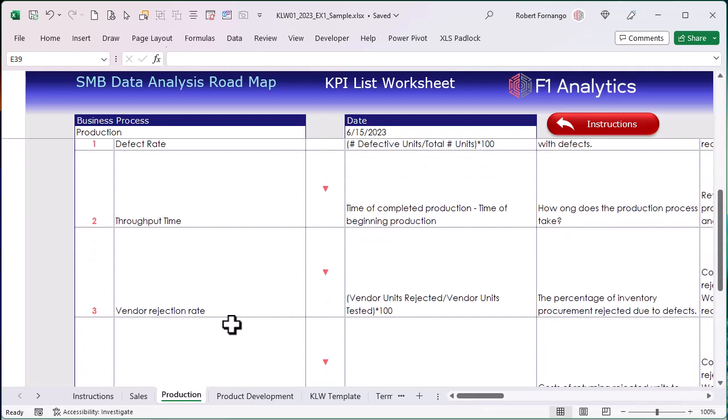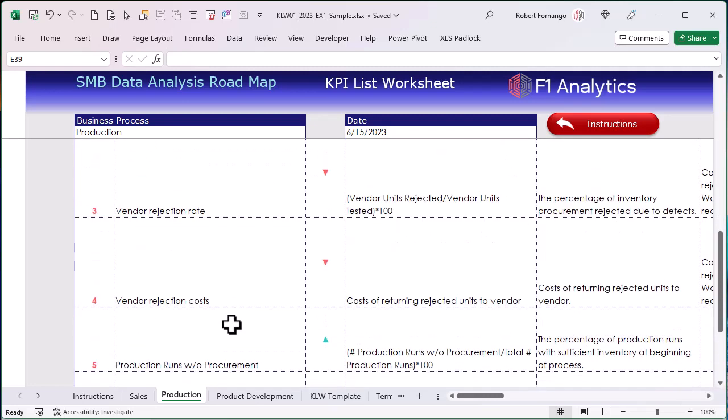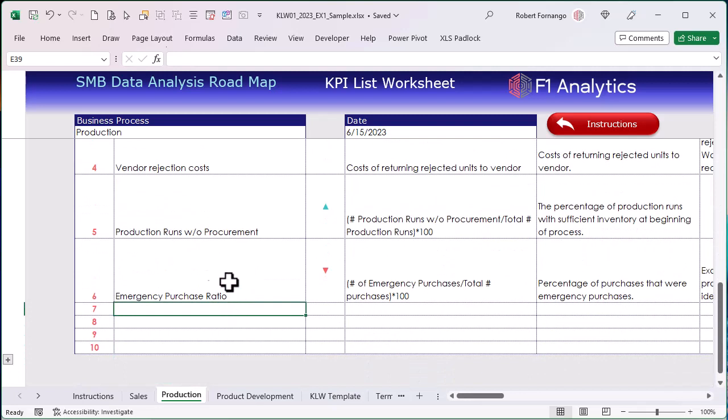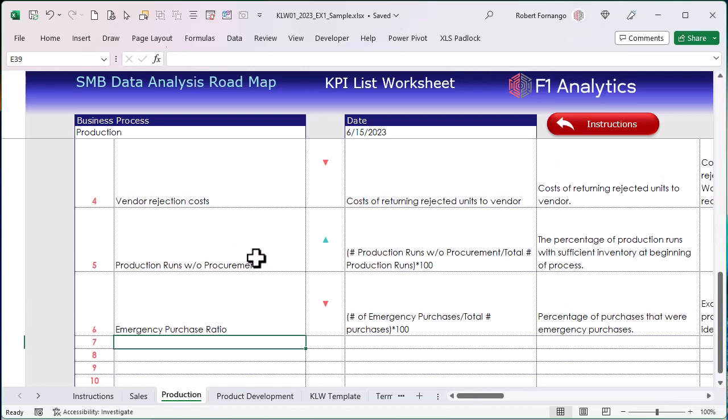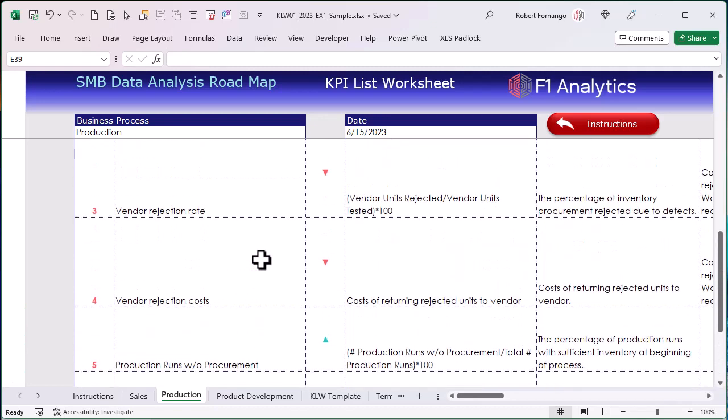We've also got to focus on having inventory on hand. So, for example, having production runs without the procurement step of the process. We want to make sure that we have as few production runs where we have to start by ordering product because we don't have it there. And then also making sure that the vendor product that we receive is not defective. So we look at the vendor rejection rate, or the number of units rejected from a vendor divided by the number that are tested, so that we get a sense of how many units are being rejected.